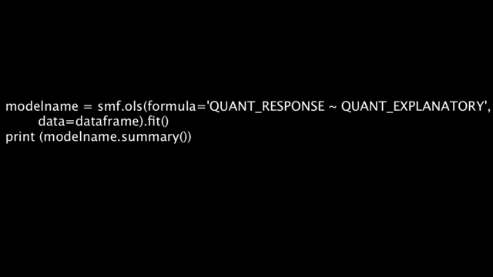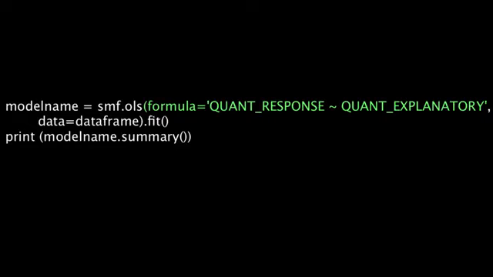First, I name the object that will be produced by the OLS function. Then an equal sign followed by the function smf.ols from the stats model formula API library. Then, within parentheses, I write my formula including the name of my quantitative response variable, which is called quant_response in the model, followed by a tilde and the name of my quantitative explanatory variable, quant_explanatory. Note that my entire formula is enclosed within quotation marks.